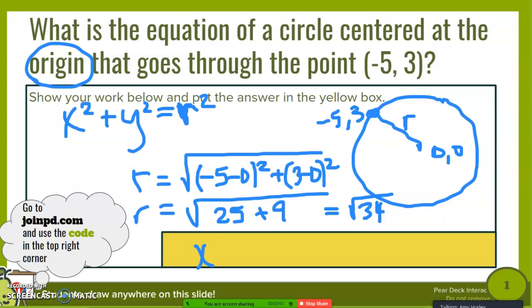So x squared plus y squared equals, we could put square root of 34 squared, but in actuality, a square root and a square cancel each other out. They are inverse operations. So r squared is literally just 34. And that is the answer to the first slide.